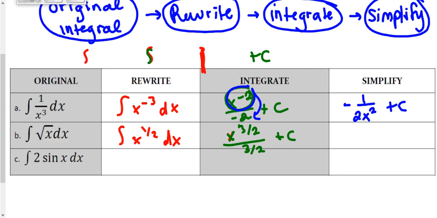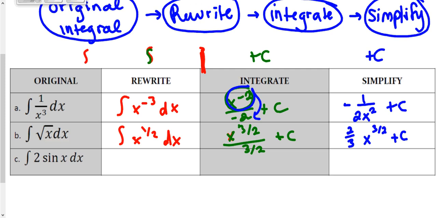To rewrite this, we keep change flip, so we flip 3 over 2 to 2 over 3, x to the 3 over 2, so those will always be opposite whenever you have a fraction. They will not be the same, plus c. So make sure you have plus c on both of those second 2 steps.